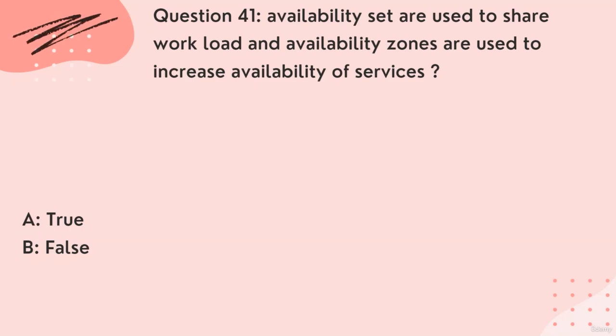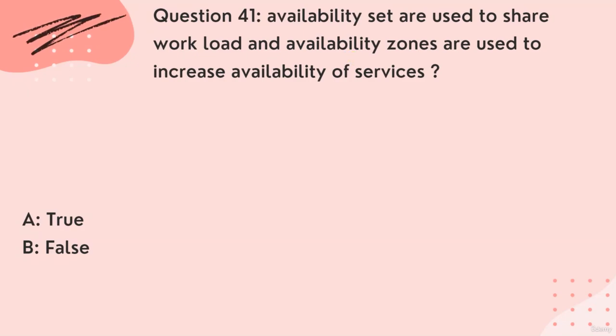In that case you can use an availability set, in which you can increase the processing power and the storage. With an availability set, you can deploy a virtual machine in more than one availability set to share the workload. And we have something called an availability zone.